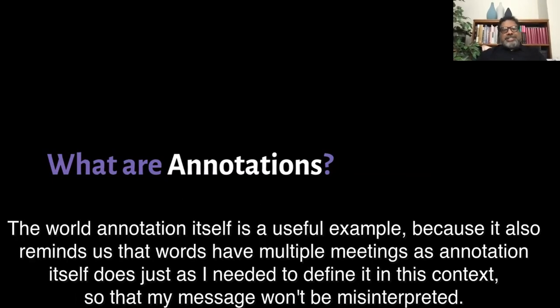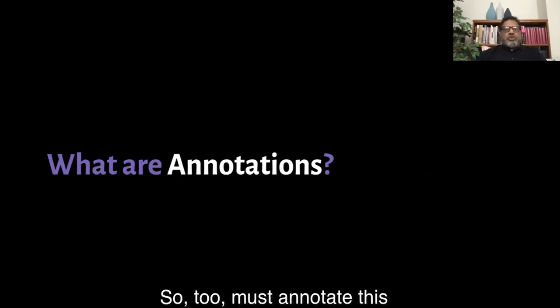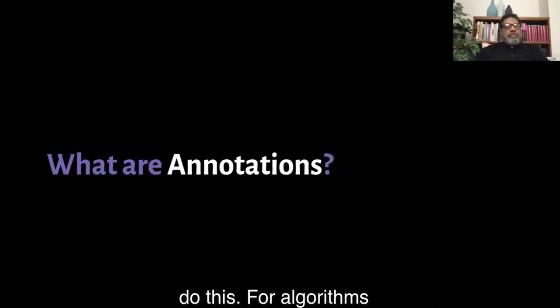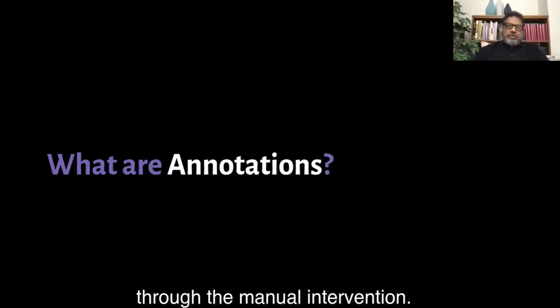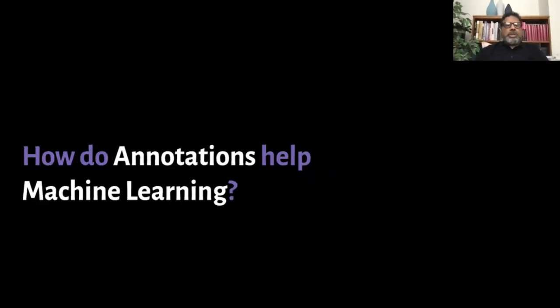The word annotation itself is a useful example because it also reminds us that words have multiple meanings, as annotation itself does. Just as I needed to define it in this context so that my message won't be misinterpreted, so too must annotators do this for algorithms through manual intervention.